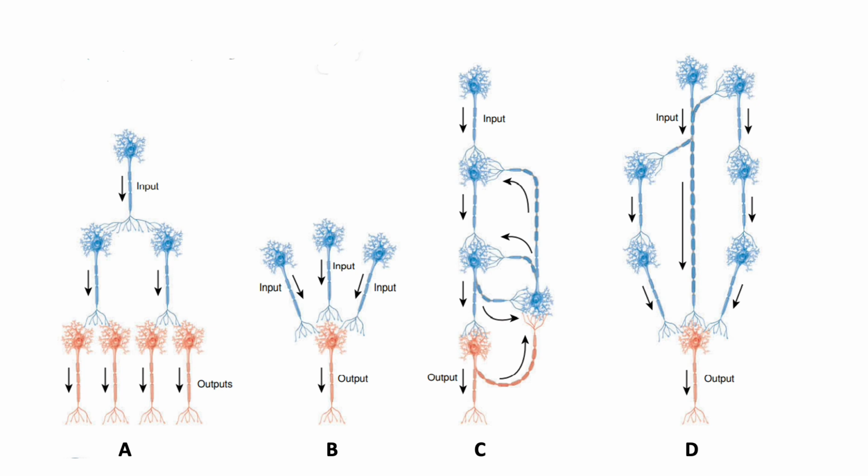Have a look at these examples and determine what type of neuronal circuits they are.